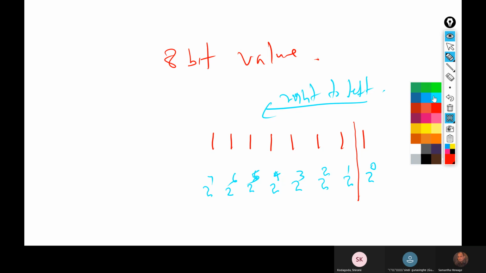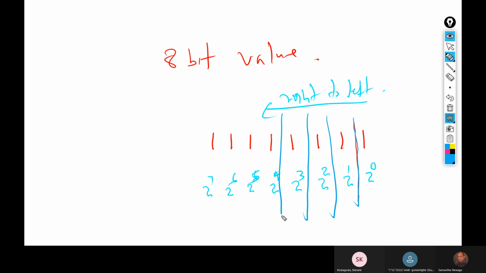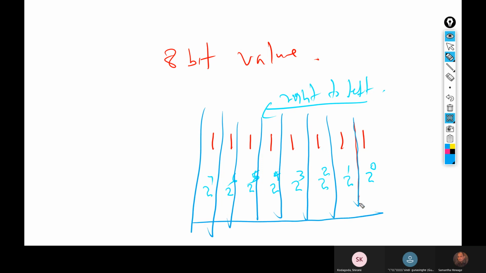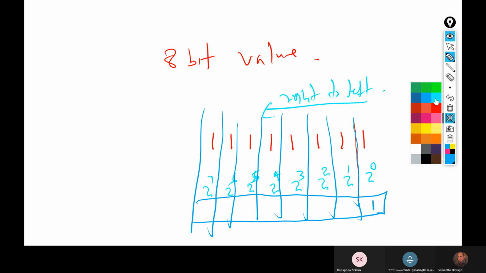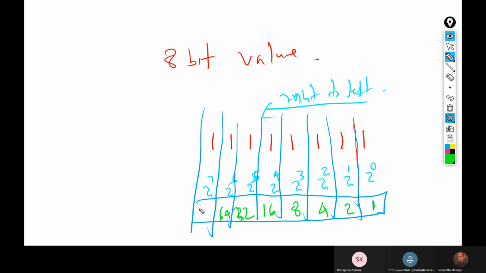If you break it up into the actual numbers, I think you are aware of these things, because we have done some calculations as well. Today also we are going to do some calculations. 2 to the power 0 means 1. 2 to the power 1 means 2. 2 to the power 2 means 4. 2 to the power 3 means 8. 2 to the power 4 means 16. 2 to the power 5 means 32. 2 to the power 6 means 64. 2 to the power 7 means 128.